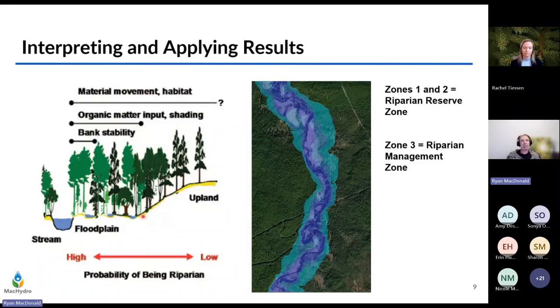Each system is somewhat different, but we can start to think about all the different roles that these areas are playing and how we might want to use this information to guide our management. Broadly speaking, we might want to consider zones 1 and 2, these very connected areas, as reserve zones, and zone number 3 as a management zone or something similar.